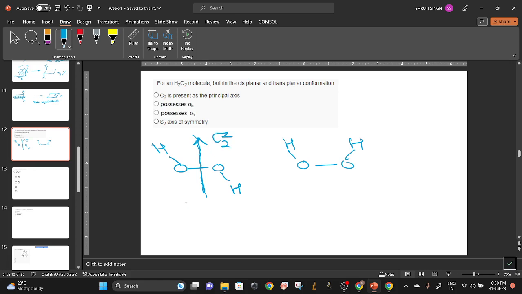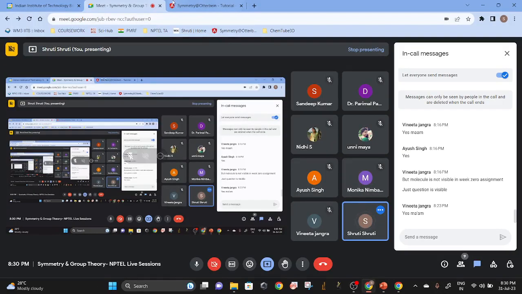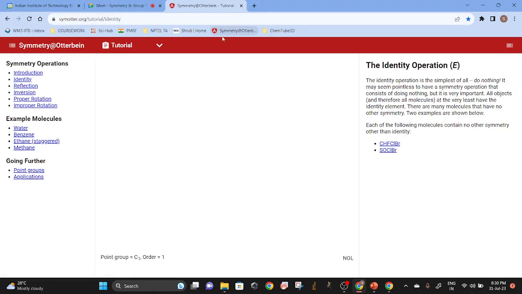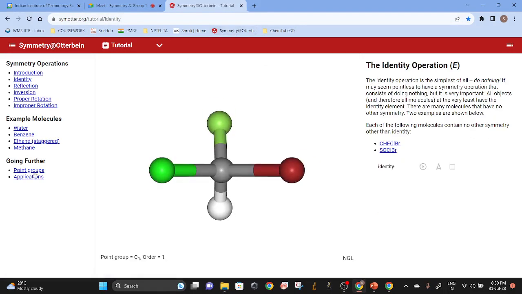C2Z. Suppose my molecule is in the XY plane. Then when you rotate, this O will become this, this H will go to this. Okay, you need to visualize a little bit. Let me show you this molecule. I think I have.